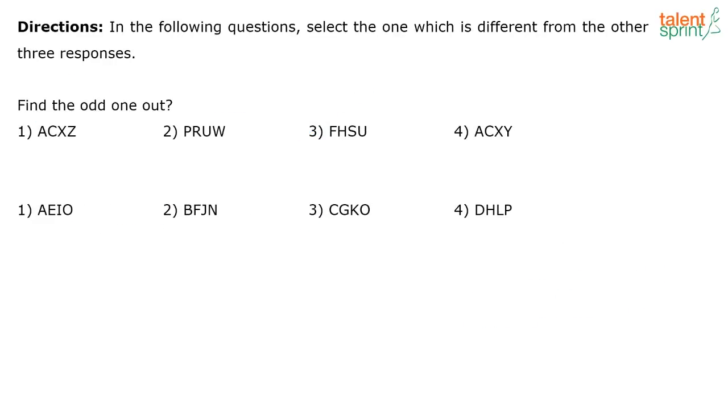Next, find the odd one out. Here, A plus 2 is C, correct? X plus 2 is Z. Here, P plus 2 is R, U plus 2 is W. Similarly, F plus 2 is H, plus 2 is S, plus 2 is U. Here again, A plus 2 is C, but X plus 1 is Y. So this is going to be your odd one.